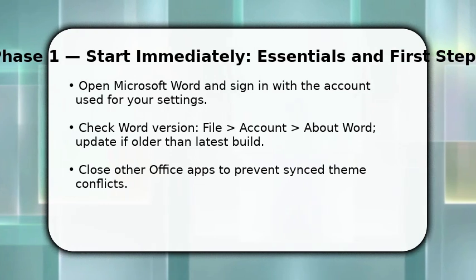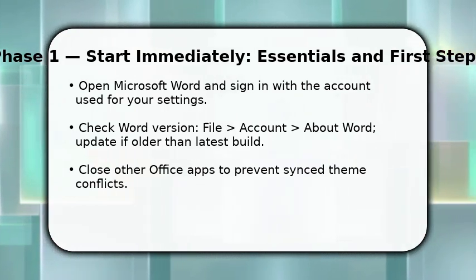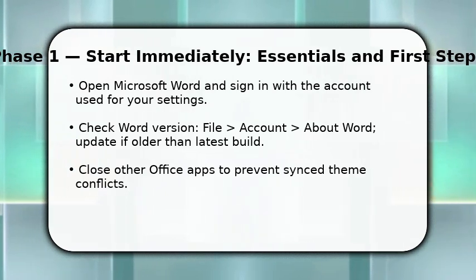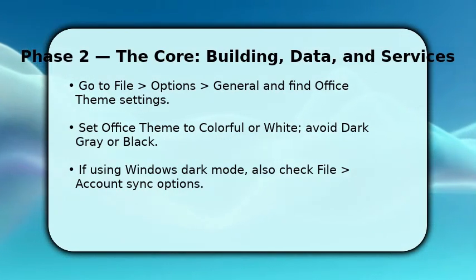You now change the Office theme. Go to File, Options, General, and locate Office theme. Choose colorful or white to remove Word's dark appearance. Pick white for maximum brightness.